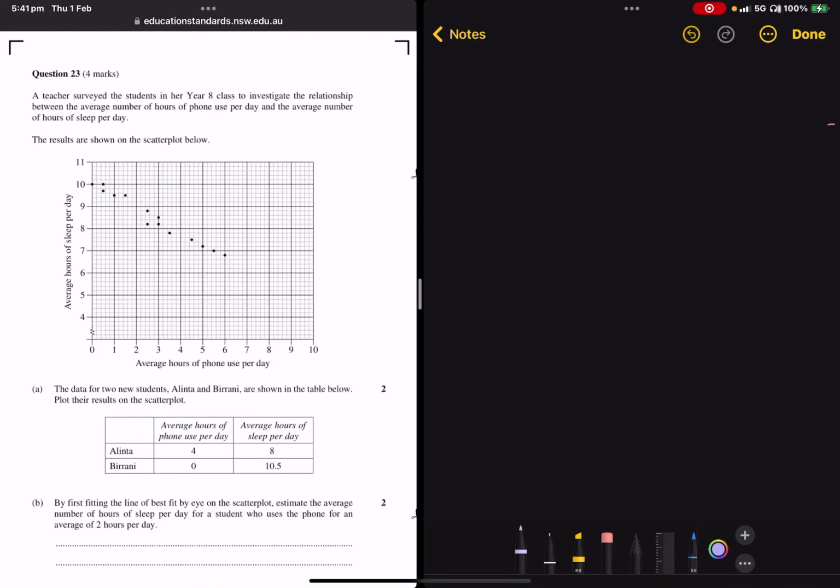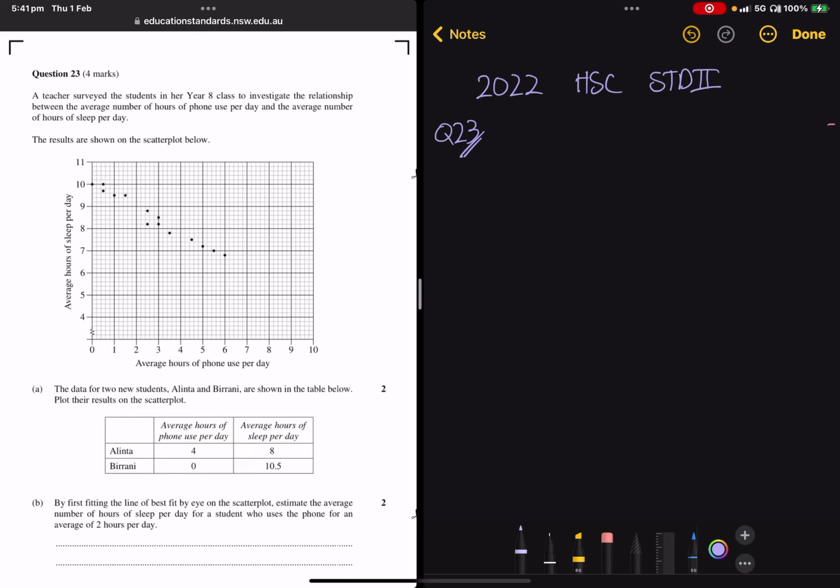Okay, so we're going to have a look at another question from the 2022 HSC Standard 2 Maths paper. This question is in fact question 23. A teacher surveyed the students in her Year 8 class to investigate the relationship between the average number of hours of phone use per day and the average number of hours of sleep. The results are shown in the following scatterplot.